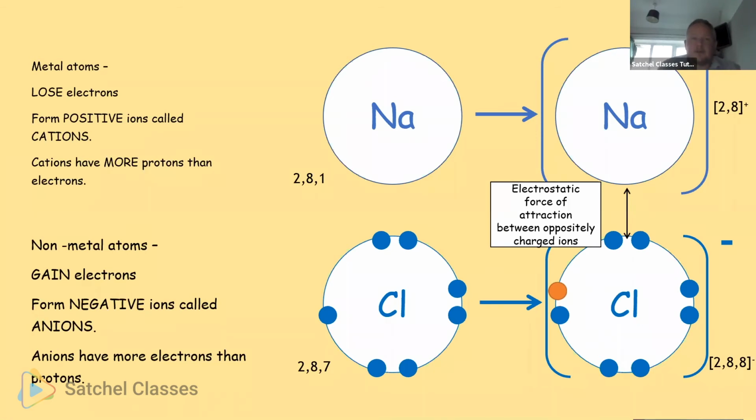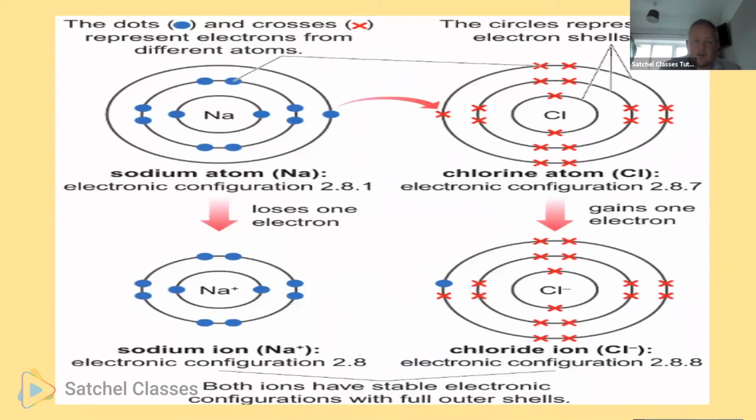So, a bit more detail, dots and crosses. The sodium atom loses one electron and becomes a positively charged sodium ion. The chlorine atom, using crosses as the electrons, needs an electron, so it gains the outer shell electron from sodium. This fills its outer shell, and now it becomes a negative ion. Because they have full outer shells, both ions now have stable configurations, and they will not react any further.